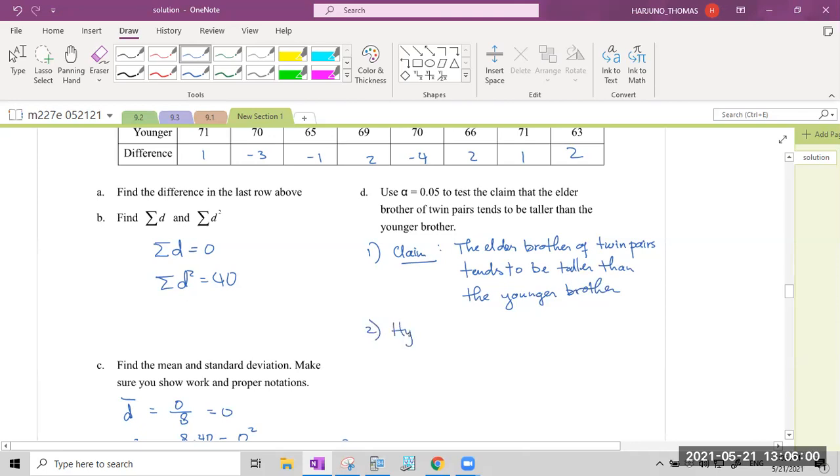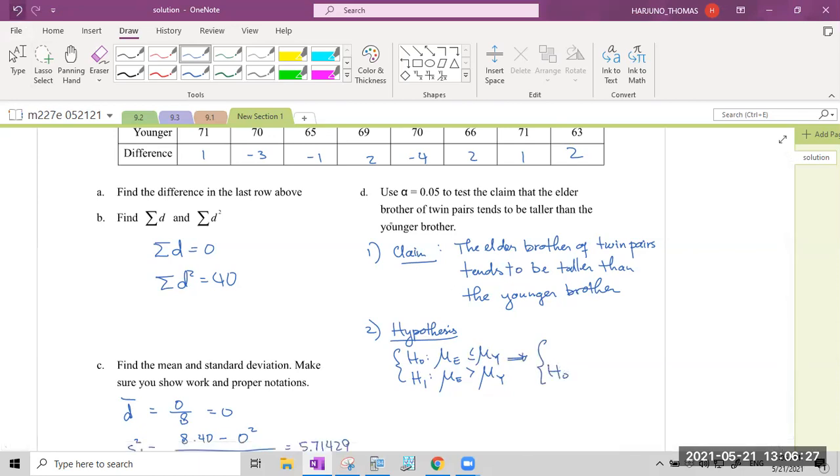So hypothesis: the mu of the elder brother tends to be taller than the younger brother. But that means the mu of the difference is greater than 0. It's a matched pair, right? Mu of the difference is at most 0. This is the claim. That's a right tail.